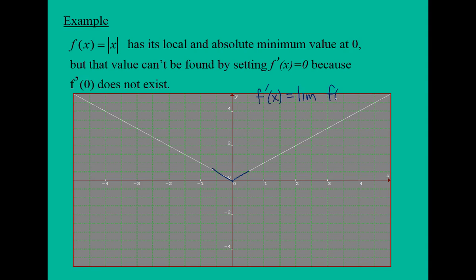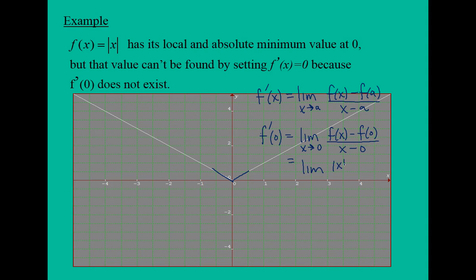We know to find the derivative of a function, we can use the limit of the difference quotient as x approaches a. So we're looking for f prime of 0. So f prime of 0 would be the limit of f of x minus f of 0 all over x minus 0 as x approaches 0. This is the limit of f of x, which is the absolute value of x, over x as x approaches 0. This limit is going to give us the value of the derivative at 0 for this function, if we can find it.